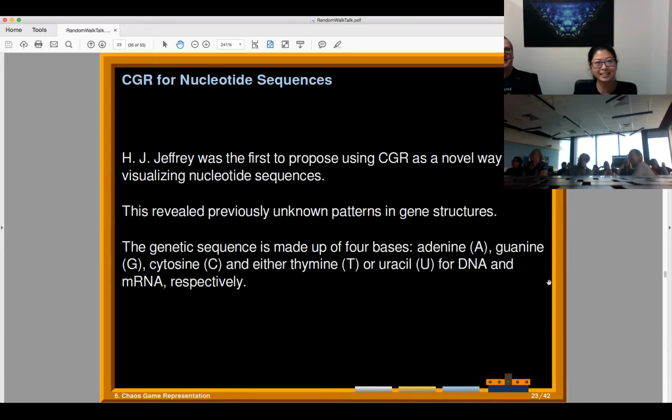And so this is the main meat of CGR. What we're actually interested in is using CGR to plot gene structures or DNA sequences. So what we're going to do is place the 4 bases, adenine, guanine, cytosine, and either thymine or uracil, depending on whether you are plotting the DNA or mRNA.